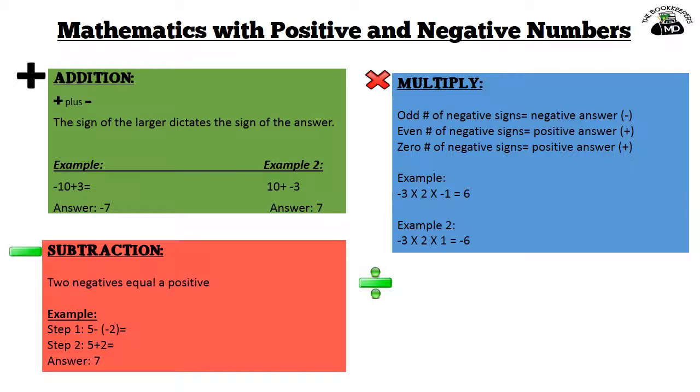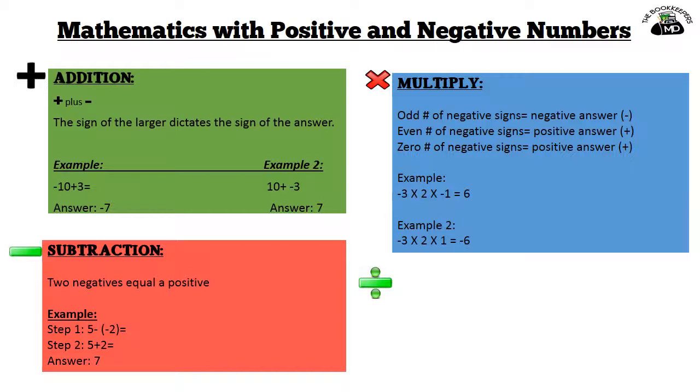In our general example, we have -3 multiplied by 2 multiplied by -1. So if we just look at the problem, we see that there are two negative numbers. 2 is an even number. So if we go by our general rule on the second line, we will see that an even number of negative signs will give us a positive answer. And as you can see, our answer is a positive 6.